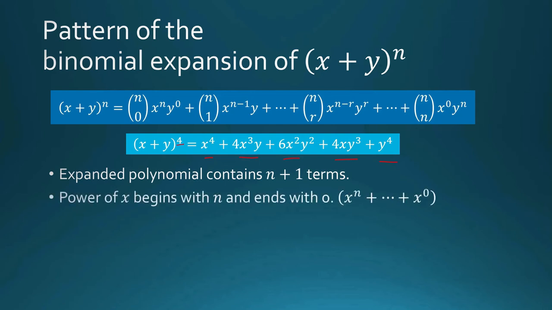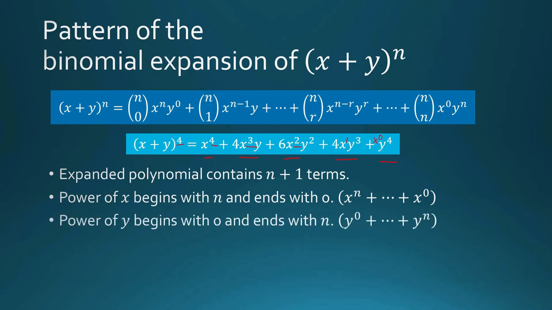The power of x begins with n and ends with 0. X to the 0 is 1. So it's written in descending order. So the power of x is written in descending order of degree. So look at this. This one is 4, 3, 2. You have here 1, and then you have here x to the 0, which is just equal to 1. The power of y begins with 0 and ends with n. So it's written in ascending order. So you have here y to the 0, y to the 1, y squared, y cubed, y to the 4th.